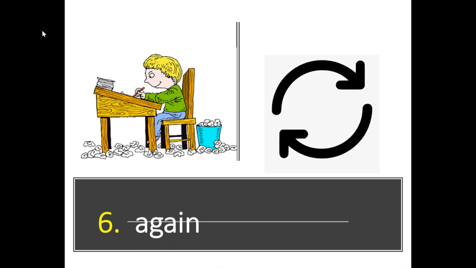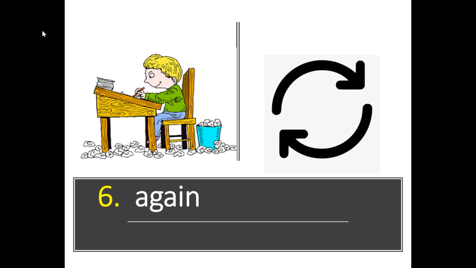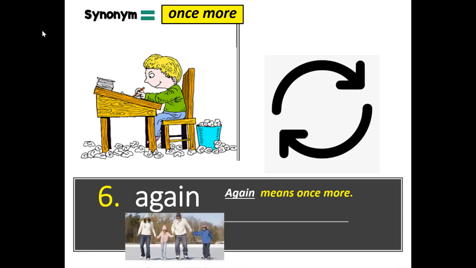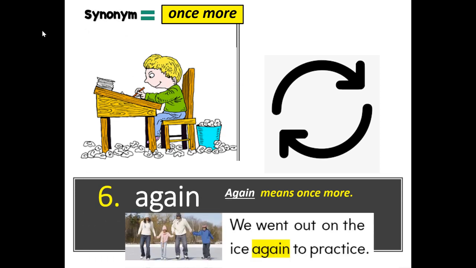Well, they both show again. Again means once more. So a synonym could be once more. We went out on the ice again to practice. So make sure you write again.